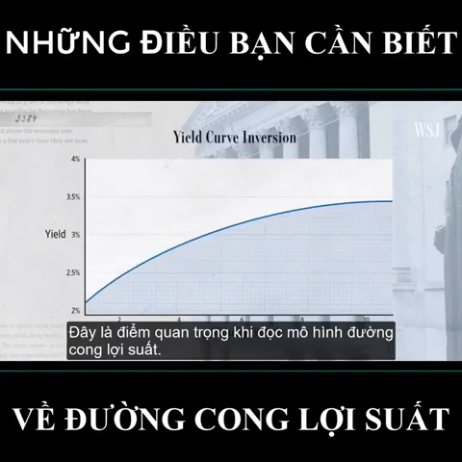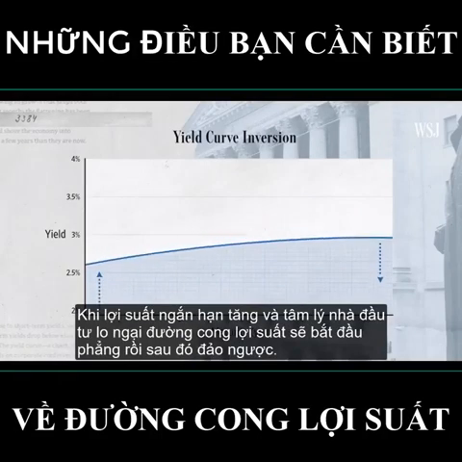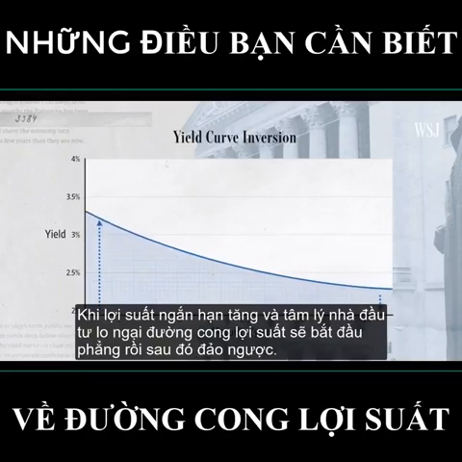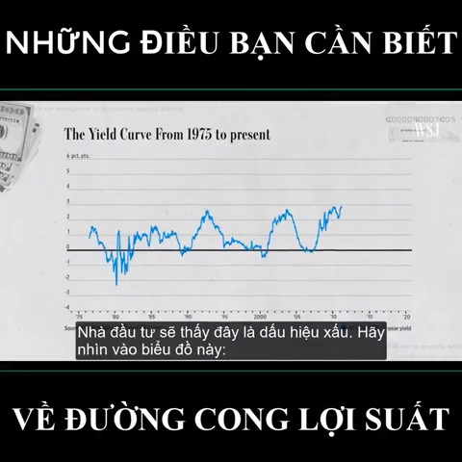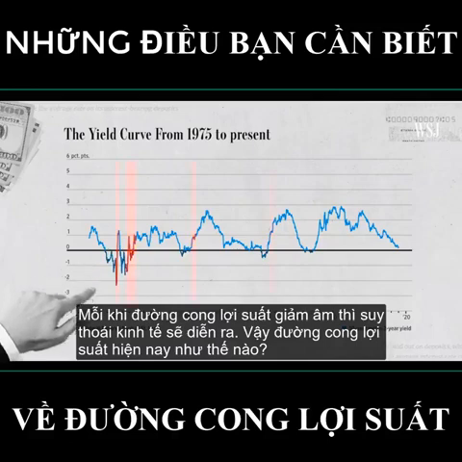This is the key to reading the yield chart. When short-term interest rates go up and investor sentiment goes down, the yield curve starts to flatten, and it can eventually invert. Investors view this as a bad omen. Just look at this chart. Every time the yield curve dips below zero, a recession follows.